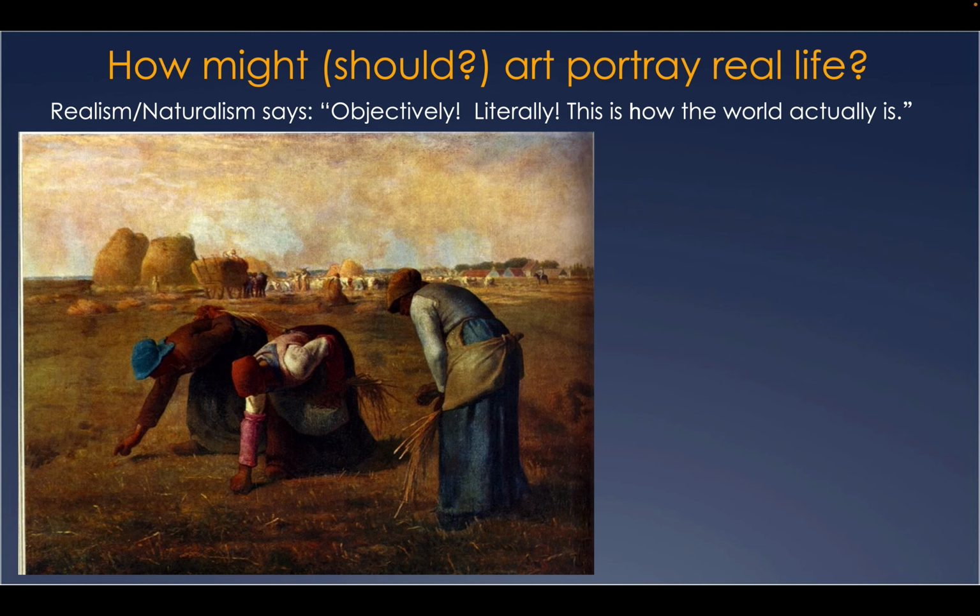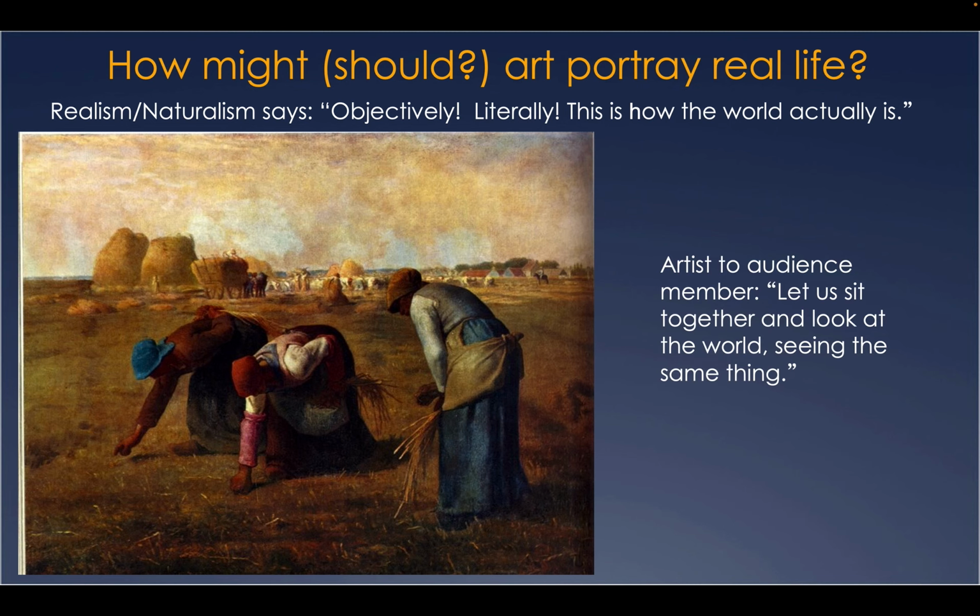This is a painting called The Gleaners by Millet, right? And the artist is effectively saying to the audience member, let the two of us sit together and look at the world, seeing the same thing. There are a handful of deliberately abstract techniques in here, but really not much. I mean, the background's slightly blurry, which makes it feel maybe a little bit romanticized on purpose, or nostalgified, right? But basically, there's not much difference here between this and a photograph of exactly the same thing, right? So the idea here is there's no abstraction going on in the creation of what you're both looking at.